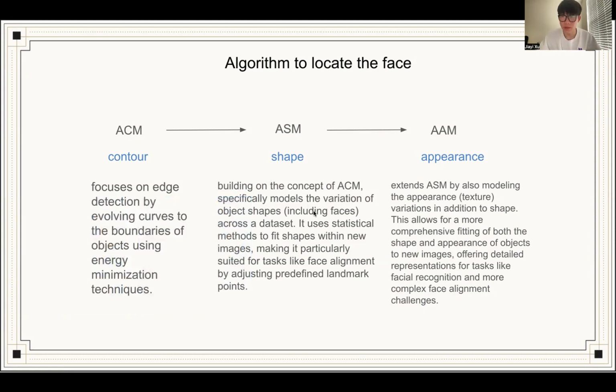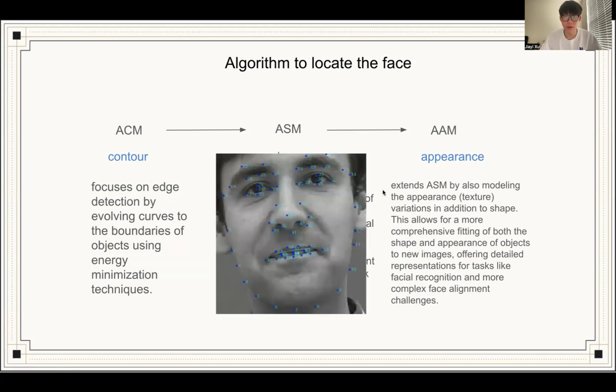And for the ASM, the active shape model, it builds on the concept of the contour model, but in a different way. It uses statistical methods to fit shapes within new images, which makes it particularly suited for tasks like image alignment, adjusting predefined landmark points. As we can see in the picture here, if you're careful enough, you can see that every landmark here has an order. So we can treat this task as a one-stroke game. The model will remember how to draw this face starting from the 0 point.